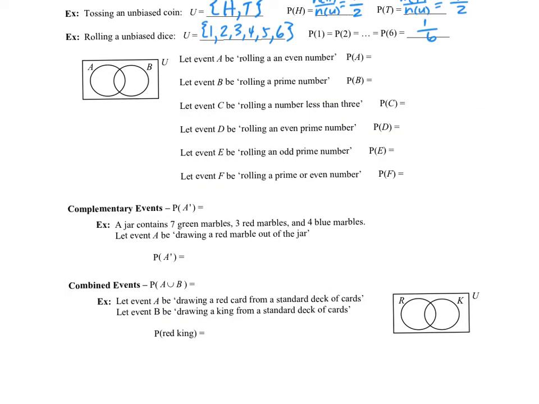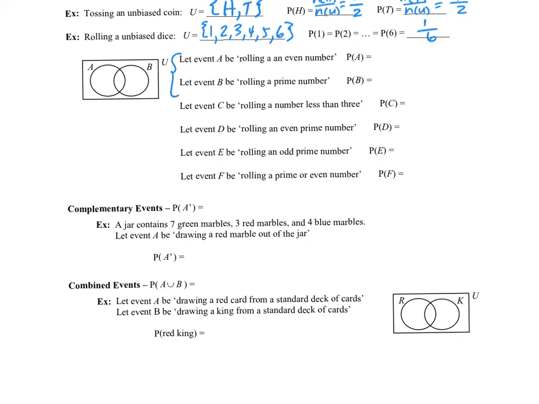So let's continue talking about rolling an unbiased dice, and let's look at this. Let event A be rolling an even number and event B rolling a prime number. So for those two events, we're going to use a Venn diagram to help us with our thinking. So A would be even numbers, and B is prime numbers. So this set represents the even numbers that could come up on a dice. This would be the prime numbers, okay?